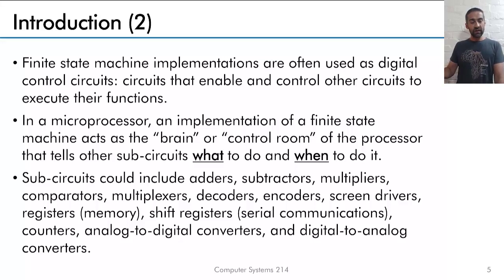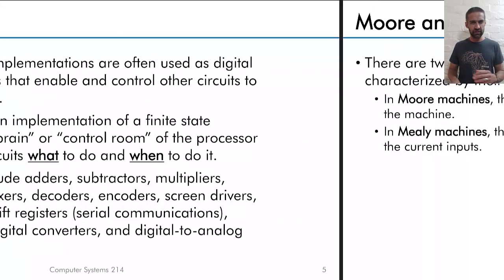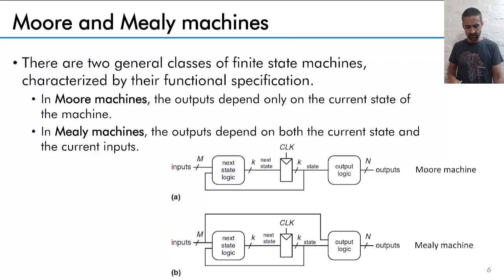Okay, and then inside the state machine, as you'll see in your project as well, there can be registers, shift registers, serial communications, counters, analog to digital converters. All of these can be put into a state machine, but the fundamental building blocks are the state, which is saved in memories, the input, and the output logics, which is combinational logic. That's the essence of it. That's the fundamentals of it. So as I said, there are two types.